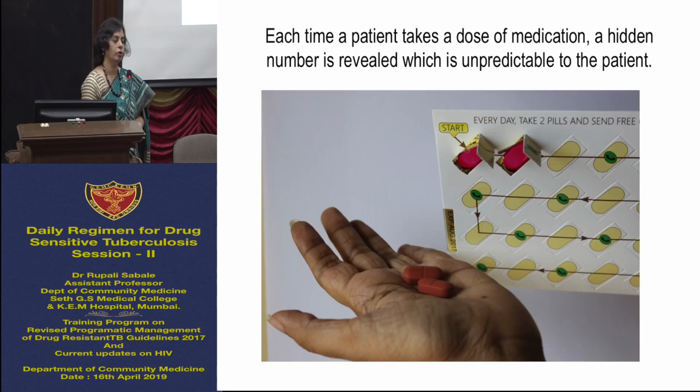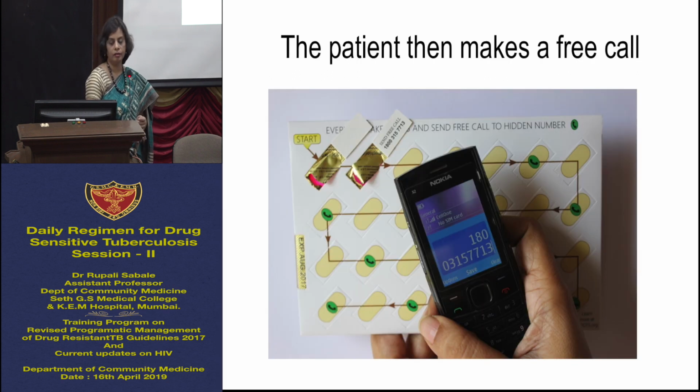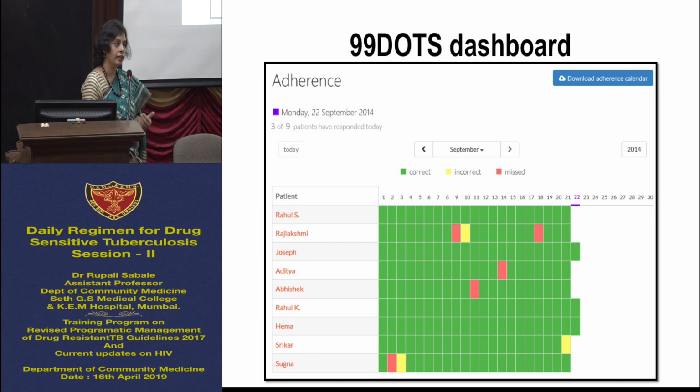So what is done when the patient has to take 2 tablets? After taking the 2 tablets, there is one phone number which is visible to the patient. The patient just has to give a missed call on that number. It is free of charge. Just give a missed call. So when he gives a missed call, we assume that the patient has taken the tablets.